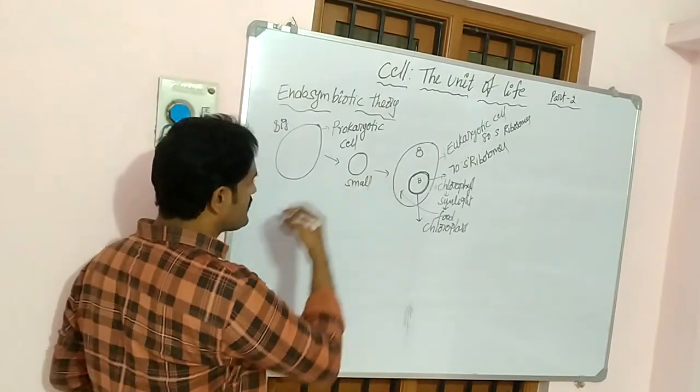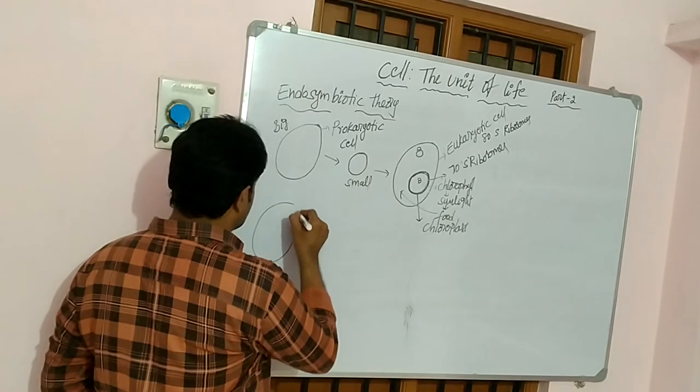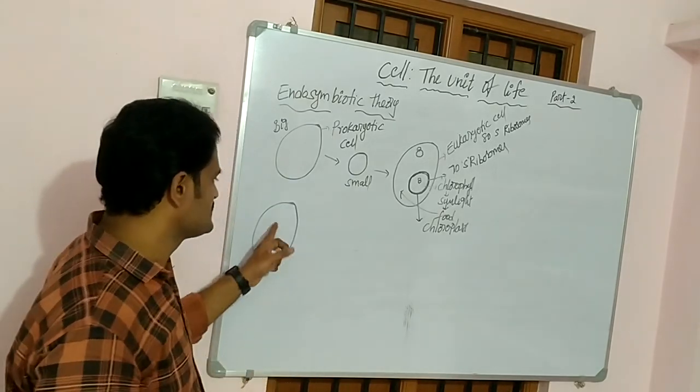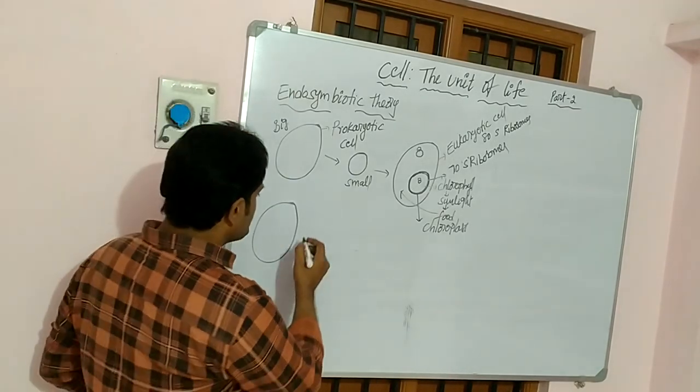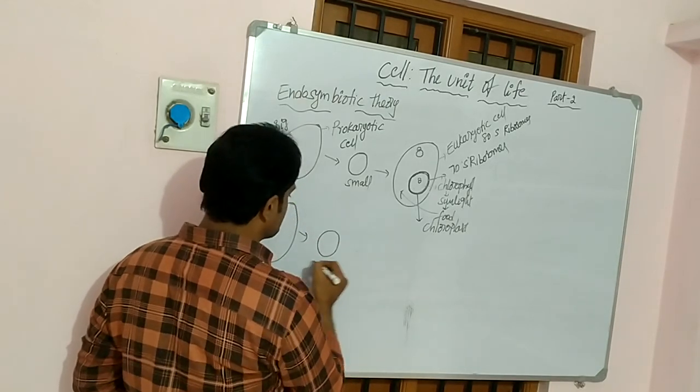Like this, one more example. Again, I will take one prokaryotic cell. This is also a big cell. Then this prokaryotic cell again takes in one more cell. This is a small cell.